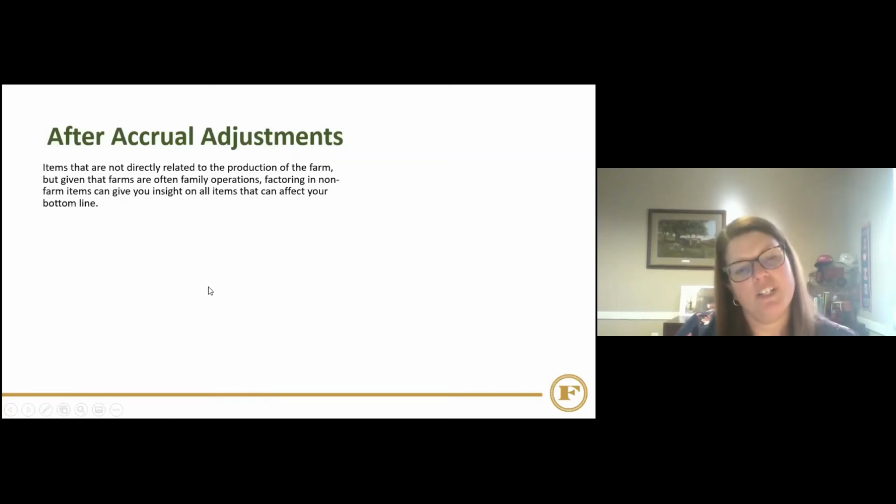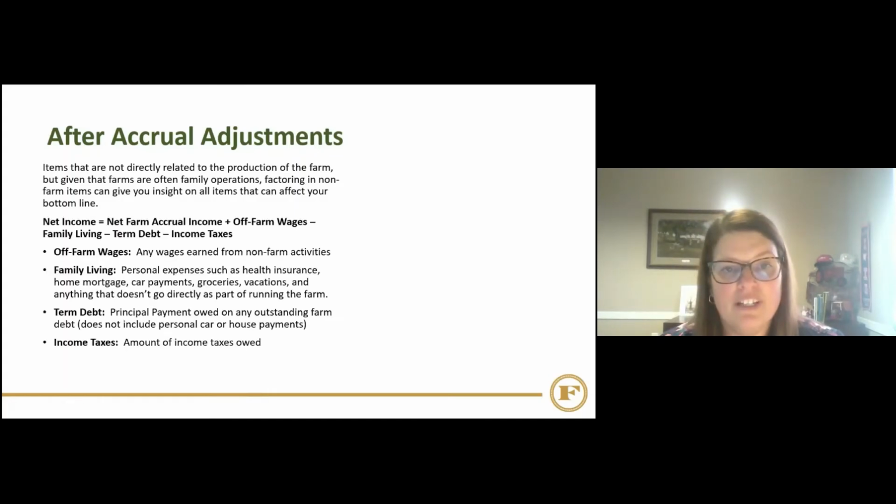So once you get your net accrual farm income, then you have the option of adding in non-operating or non-farm income and expenses. For example, when I do my own financials, I keep my farm income and farm expenses separate from my non-farm income and expenses. It helps me analyze how my farm operation is doing each year, or for whatever period of time I'm running my income statement, separate from any personal items I have. So it's business and then it's personal.